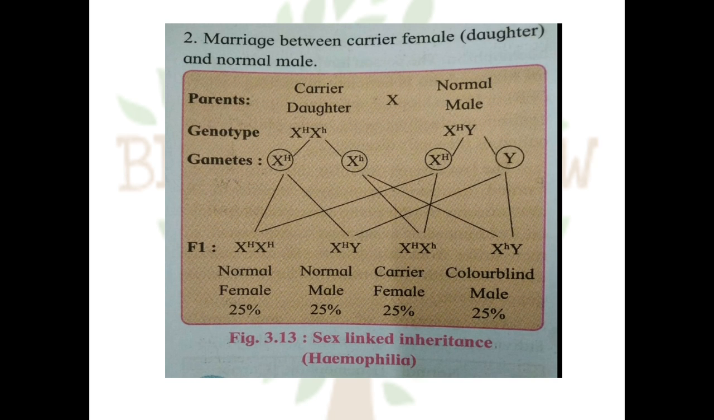In the second marriage, between a carrier female or daughter and a normal male, the carrier daughter has genotype X^H X^h. When she marries the normal male X^H Y, the offspring produced are normal female 25 percent, normal male 25 percent, carrier female 25 percent, and haemophilic male 25 percent. Here colorblind is written instead of haemophilic. The inheritance is the same as in colorblindness.